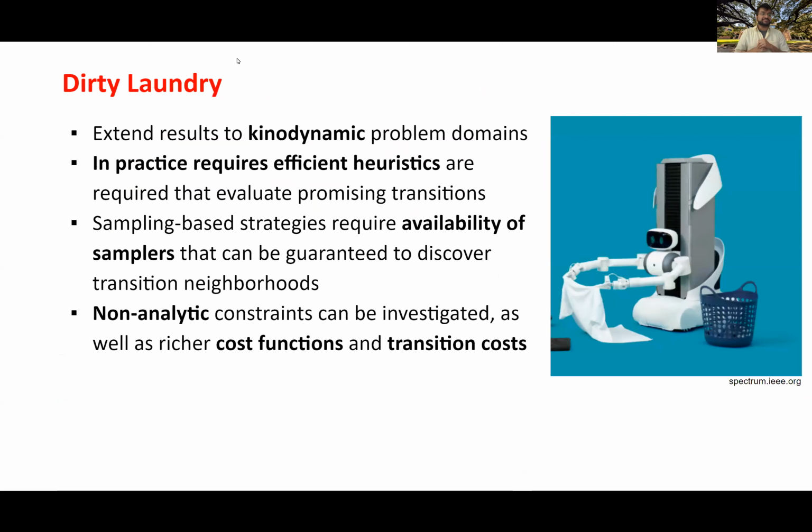Yeah, the dirty laundry is, of course, there are a lot of modeling choices that we have to stick to, which are typically standard in sampling-based motion planning, like assuming that you have samplers available that are aware of these manifolds. The assumption of roadmaps also restricts us to steering functions and kinematic domains for now. And we will also look at more interesting cost functions in the future.